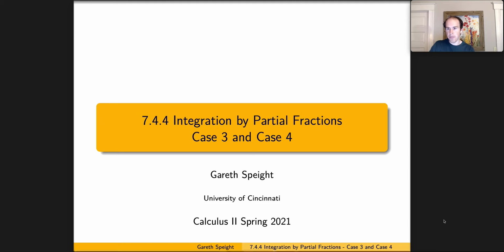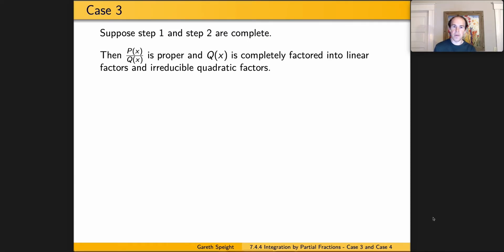And case 3 is going to appear pretty often, so we have to be comfortable with that. But case 4 is, I would guess, a little more infrequent. Okay, so let's get started. So we suppose that step 1 and step 2 in our partial fractions algorithm is complete. So step 1 means that our rational function is proper. Otherwise, we had to do long division. Step 2 is that the denominator is completely factored into these linear and irreducible quadratic terms.